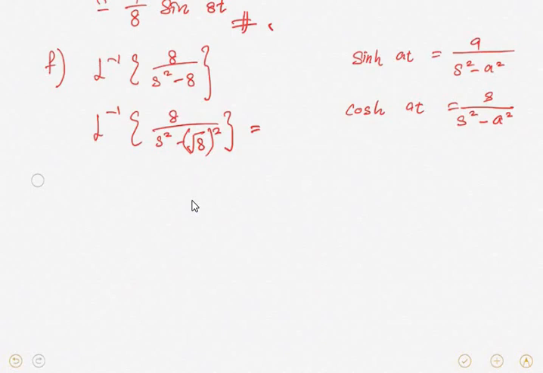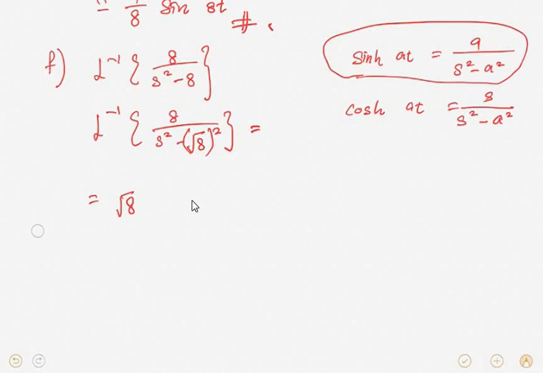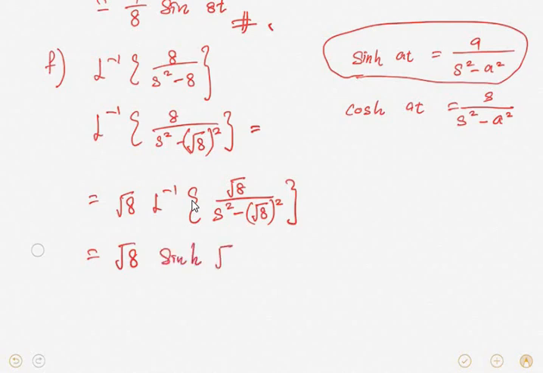Okay, if you compare with this one, we know that it is most possibly the sinh. So we can change to, this one is the square root of 8, so we take out the square root of 8 because we need the format of sinh at. So inverse transform of square root of 8 over s squared minus square root of 8 squared, so equivalent to square root of 8 sinh square root of 8 t.